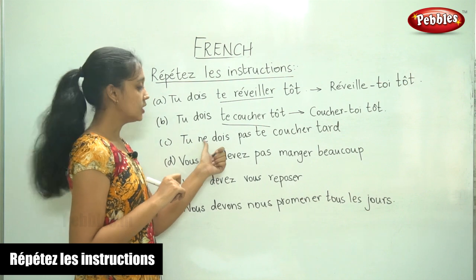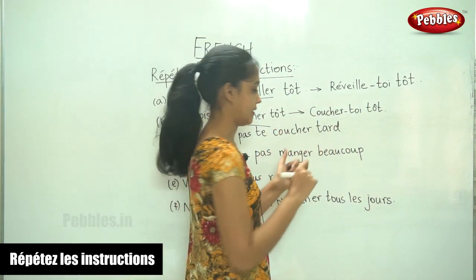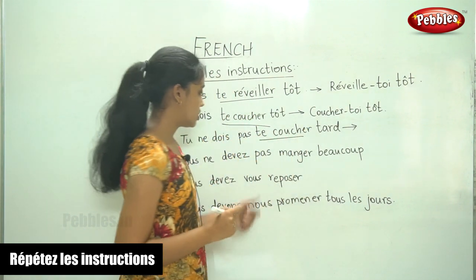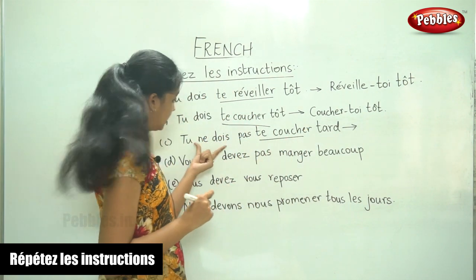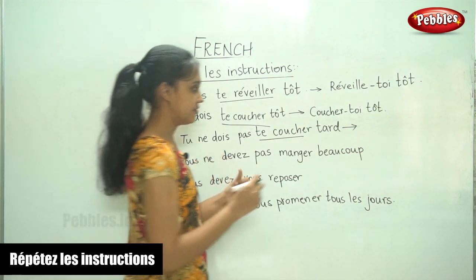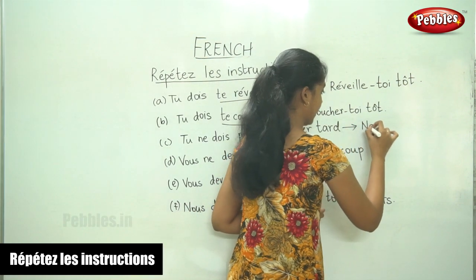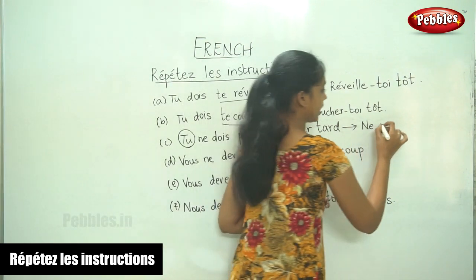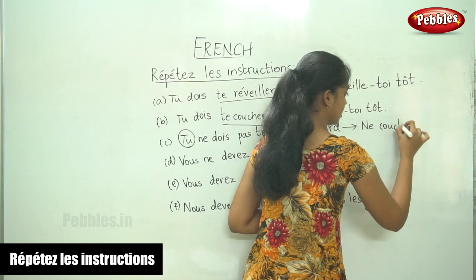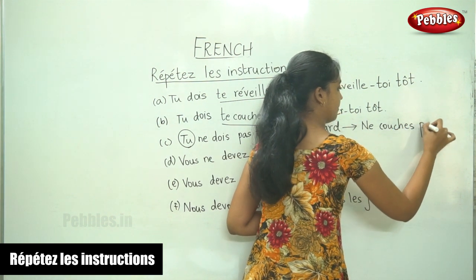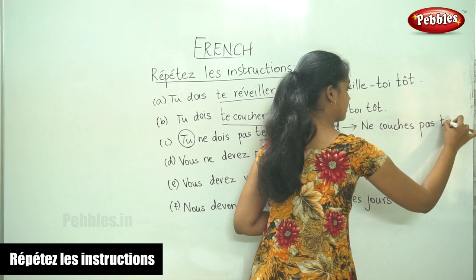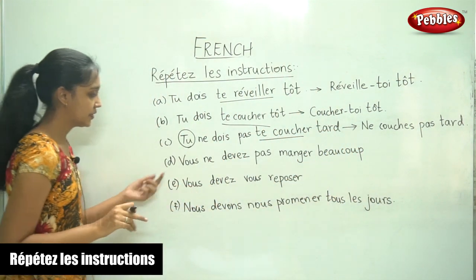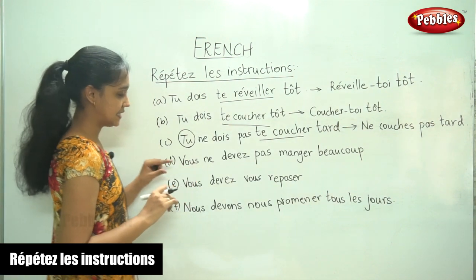The next sentence, tu ne dois pas te coucher tard. Tu ne dois pas te coucher tard. So now this is also reflexive. So, but the sentence is negative. So, and now the subject here is tu. So coucher becomes coucher pas tard. Ne couchez pas tard.